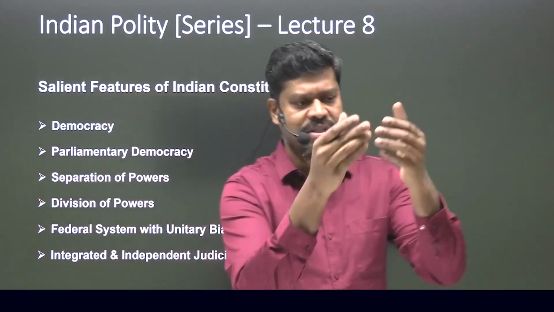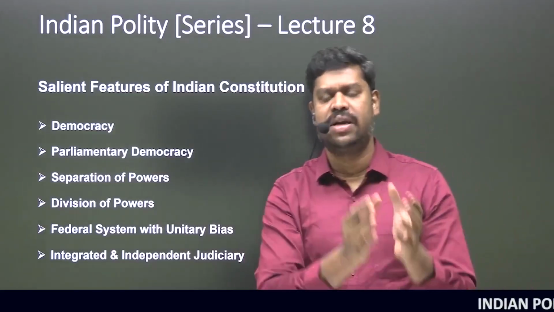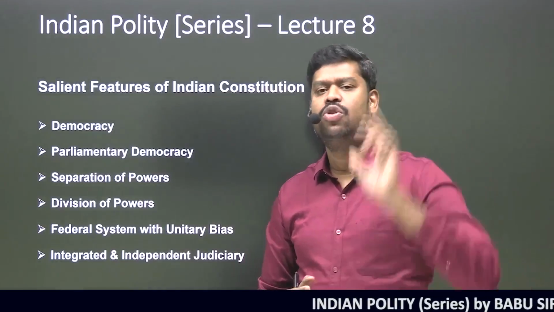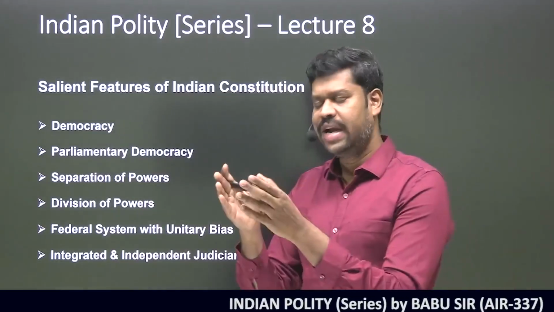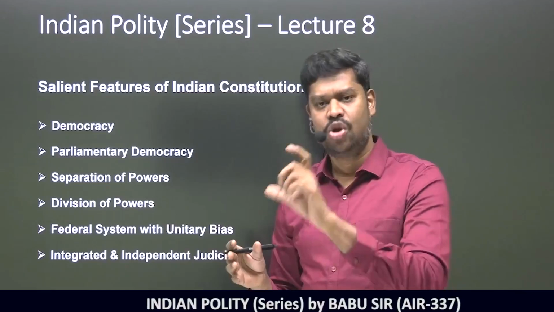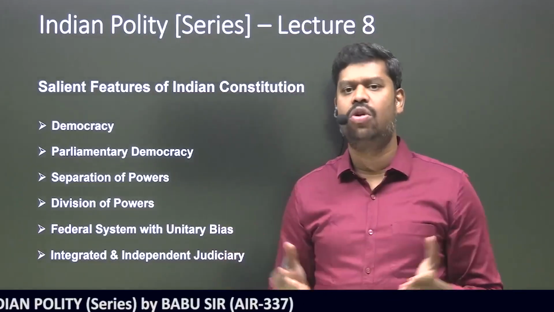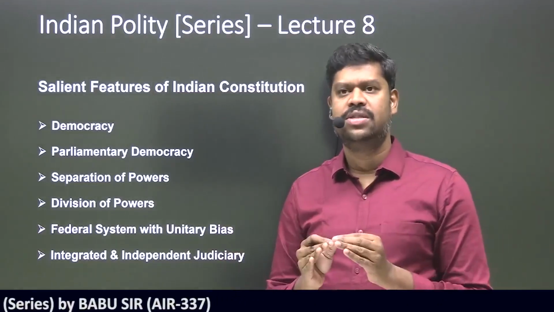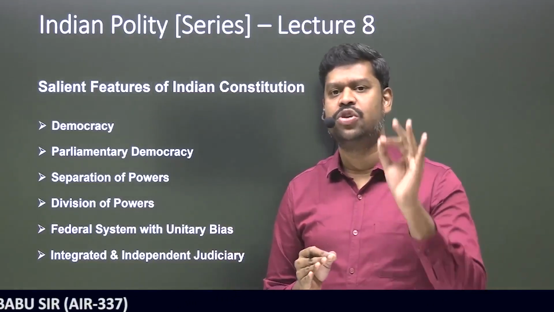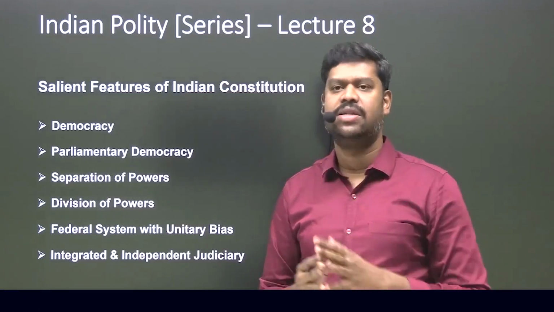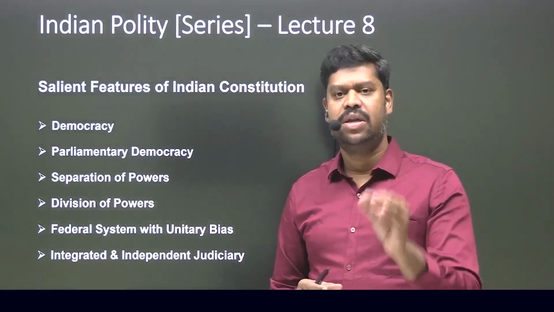Now, whatever is there in the union list, that is the subject matters, the items in the union list, it is only the power of the parliament to make laws. And whatever item is there in the state list, it is normally the power of the state legislature to make laws. So how do we know all these things? We know all these things because that is what the Constitution says. And this is how the Constitution demarcates the power. And that's basically what you'll have to understand.